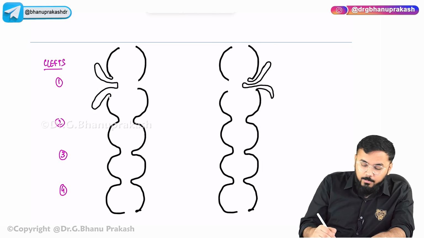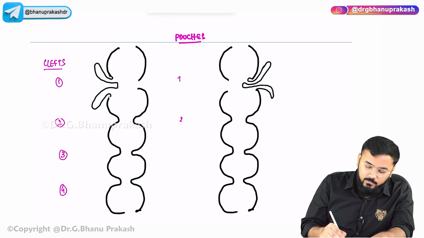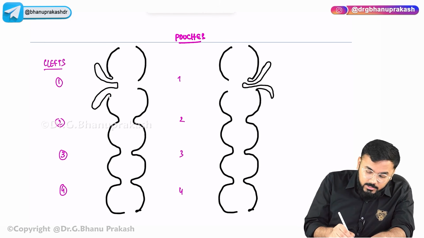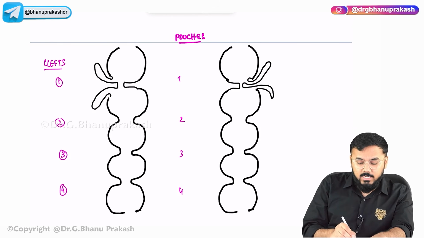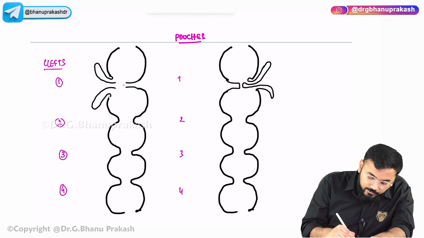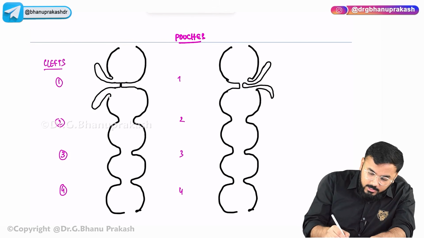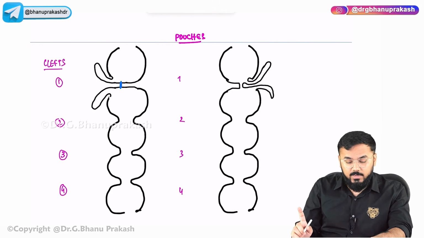Now coming to the first pouch, as I already told you, the structures present over here are called pouches, numbered 1, 2, 3 and 4. Even pouches invaginate inside like this. Now the first cleft and the first pouch touch each other. The point where they are touching forms a specific structure. I will tell you what this is.